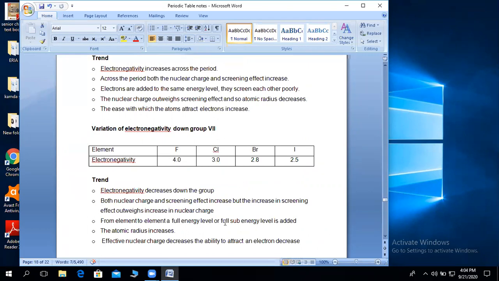Both nuclear charge and screening effect increase, but the increase in screening effect outweighs the increase in nuclear charge. Why? Because from one atom to another, an extra energy level is added, but the electrons remain the same. So they will screen each other properly, and the screening effect outweighs nuclear charge, and the atomic radius increases, and effective nuclear charge decreases. So the ability to attract electrons also does what? Decreases.